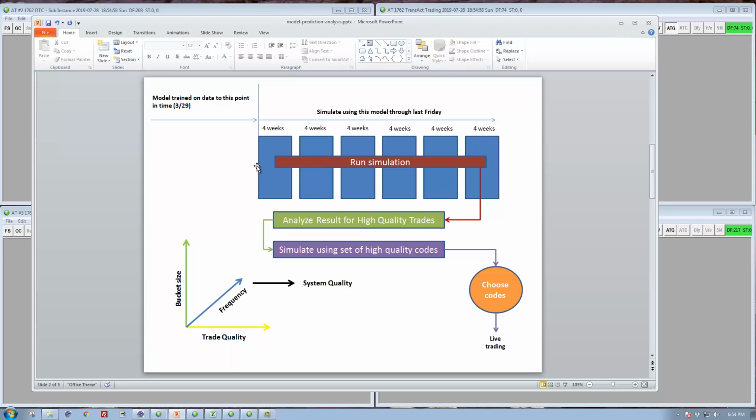The basic idea here is that we train the machine learning system on data only up to some time in the past. In this case, it's through the end of March, right here, through 3/29. Then we take that model and apply it against all of the trading that's occurred since then, and we tell it, okay, what would you predict? What would you say we should do?